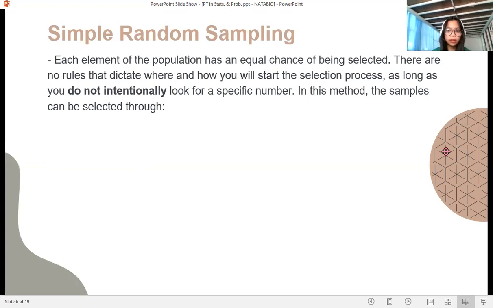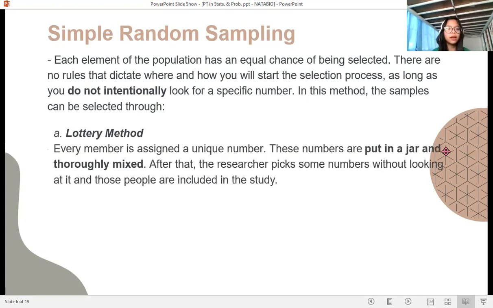In this method, the samples can be selected through, first, the lottery method. In the lottery method, every member is assigned a unique number. These numbers are put in a jar and thoroughly mixed. After that, the researcher picks some numbers without looking at them, and those people are included in the study. The best example for the lottery method is the lotto.